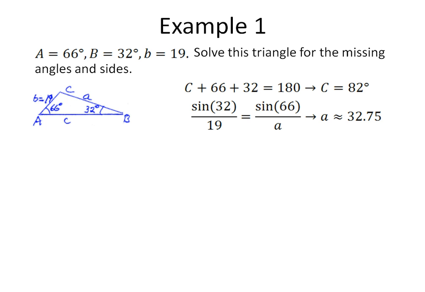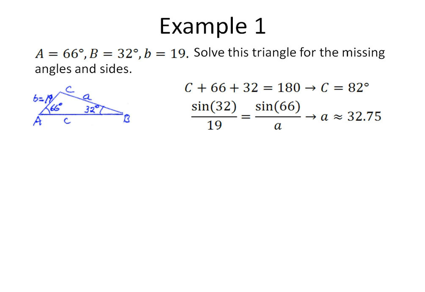Okay, first off, we're going to find the angle C, and we do that because since we have two angles, we can find the third angle, because all three angles always have to add up to 180. So C plus 66 plus 32 equals 180, which gives us that C is equal to 82 when we subtract the 66 and the 32 from 180.